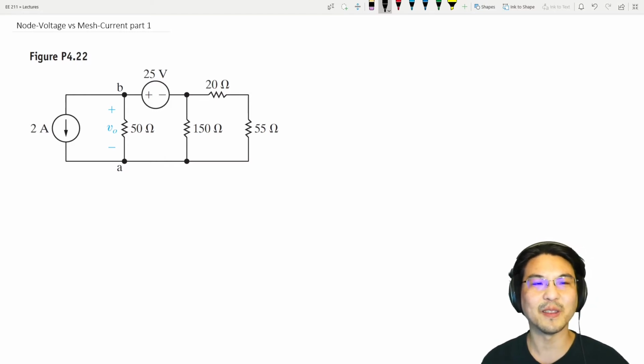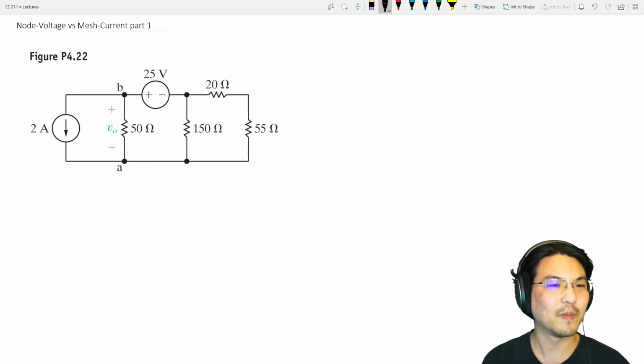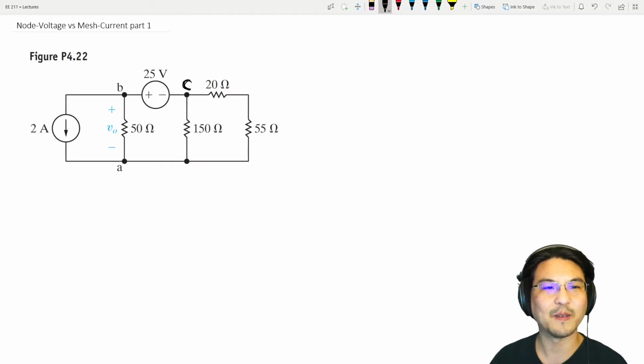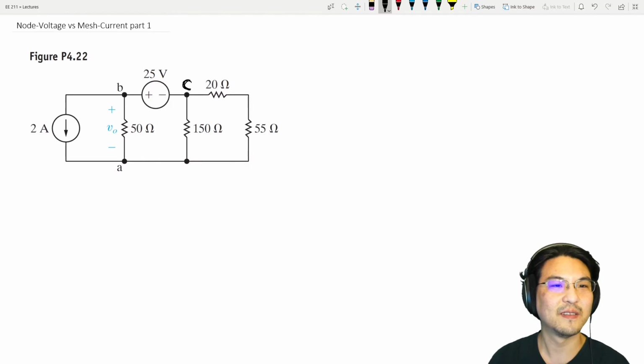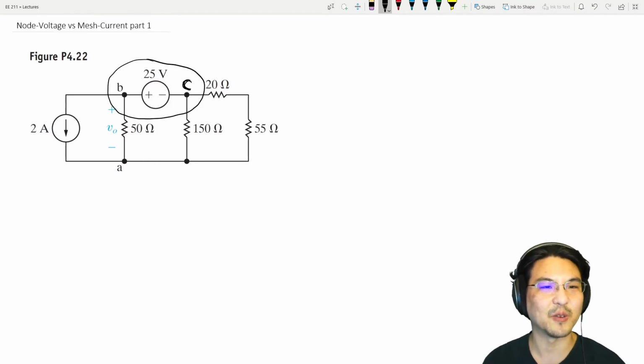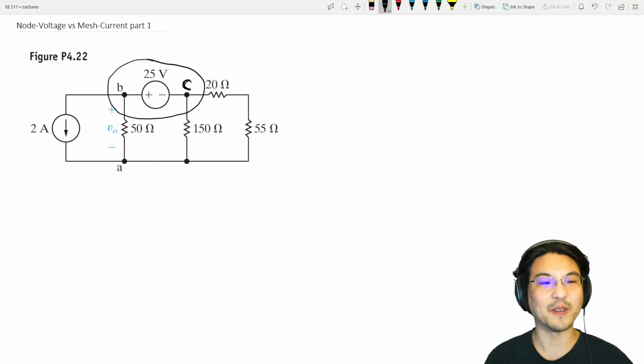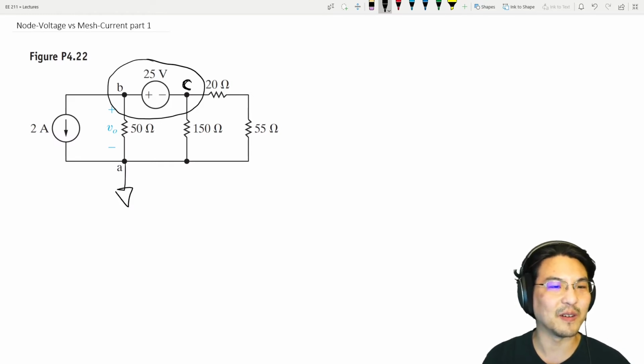So let's say we go with the node voltage method. How many essential nodes do we have? Node A, node B, and over here I'll call this node C. And now we look out if there are supernodes. Yes, right here. It's a supernode. Got a voltage source in between two essential nodes. So then I'm not going to pick B or C as my reference. I'll pick somewhere else. So over here, node A.